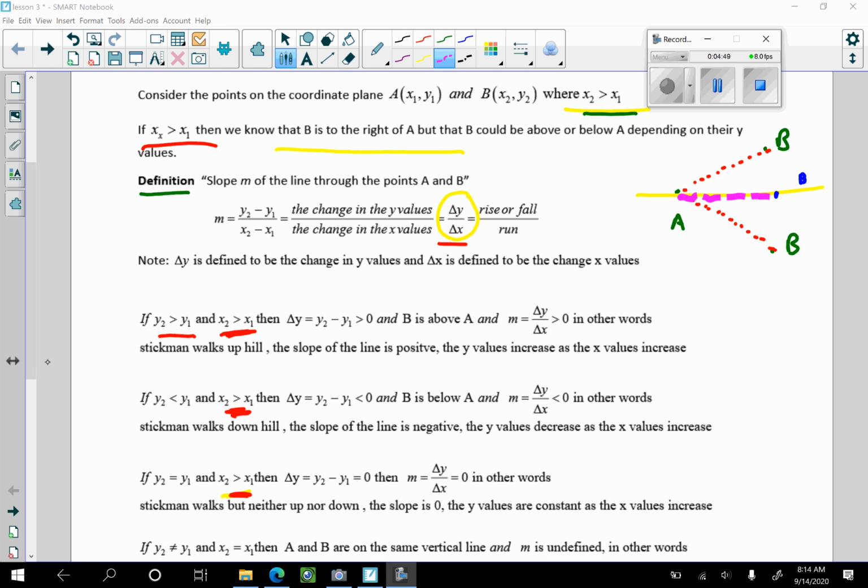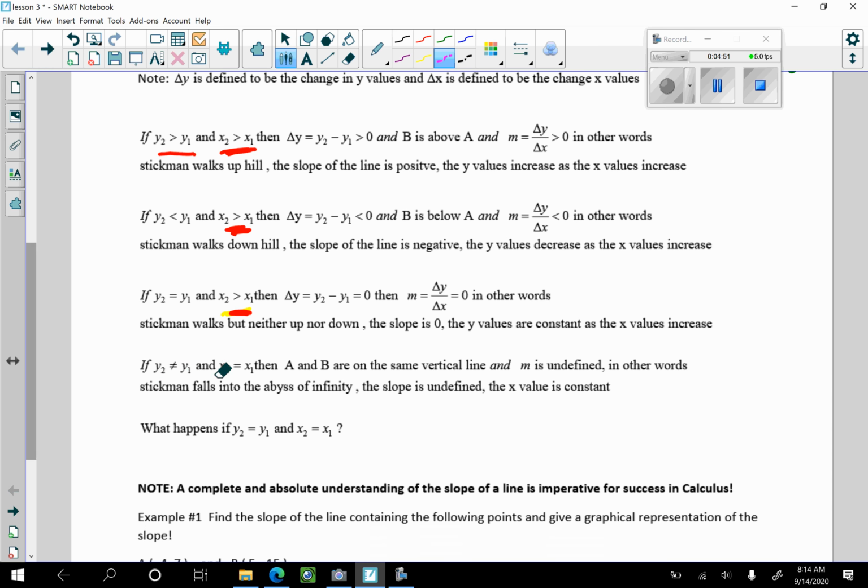All right, if y sub 2 does not equal y sub 1, here's the case where these are not equal and x sub 2 is equal to x sub 1, and here we're not going to let that happen. Then A and B are on the same vertical line. Same x value for A, same x value for B. The y's are different.